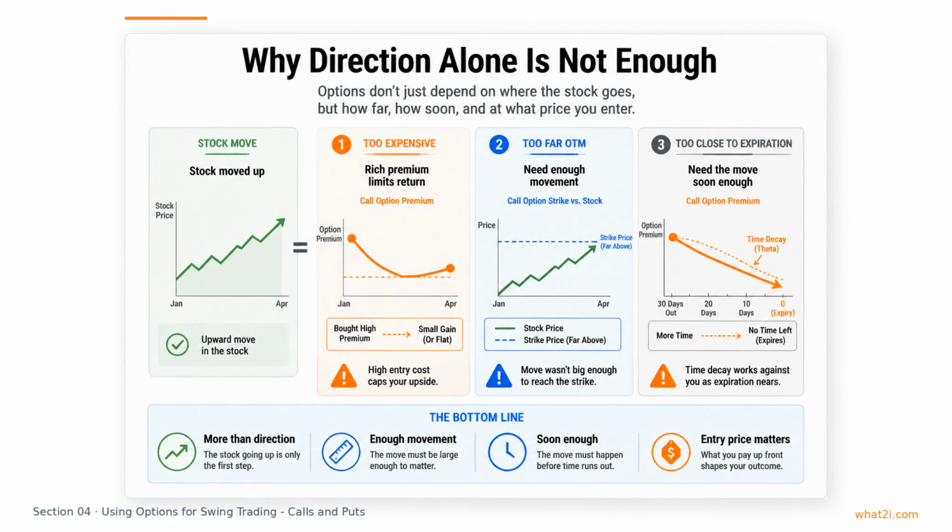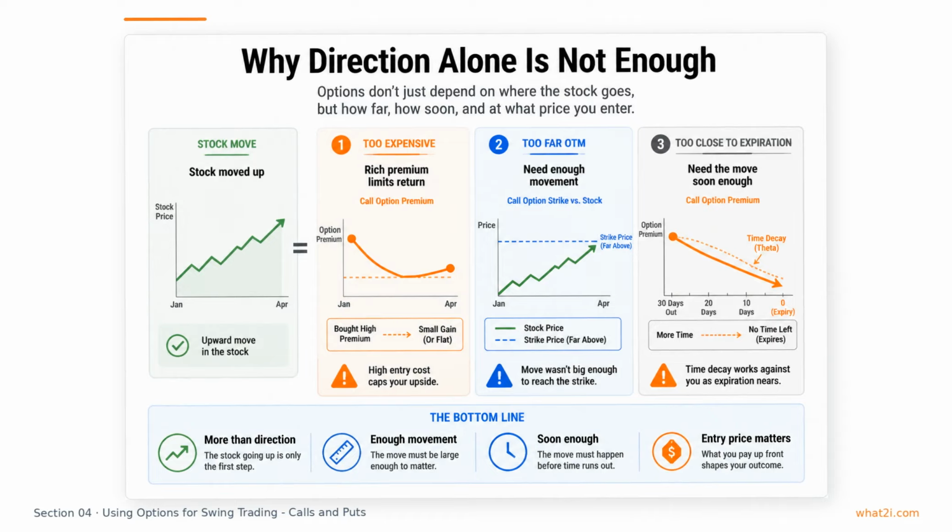With options, being right on direction is only part of the job. A stock can move the way you expected, and the option can still disappoint if the contract was overpriced, too far out of the money, or too close to expiration. Options need enough stock movement, but they also need that movement to happen soon enough. If the stock drifts instead of moving decisively, the option may lose value even while your general thesis stays intact. Entry price matters too, because buying rich premium can limit returns from the start.